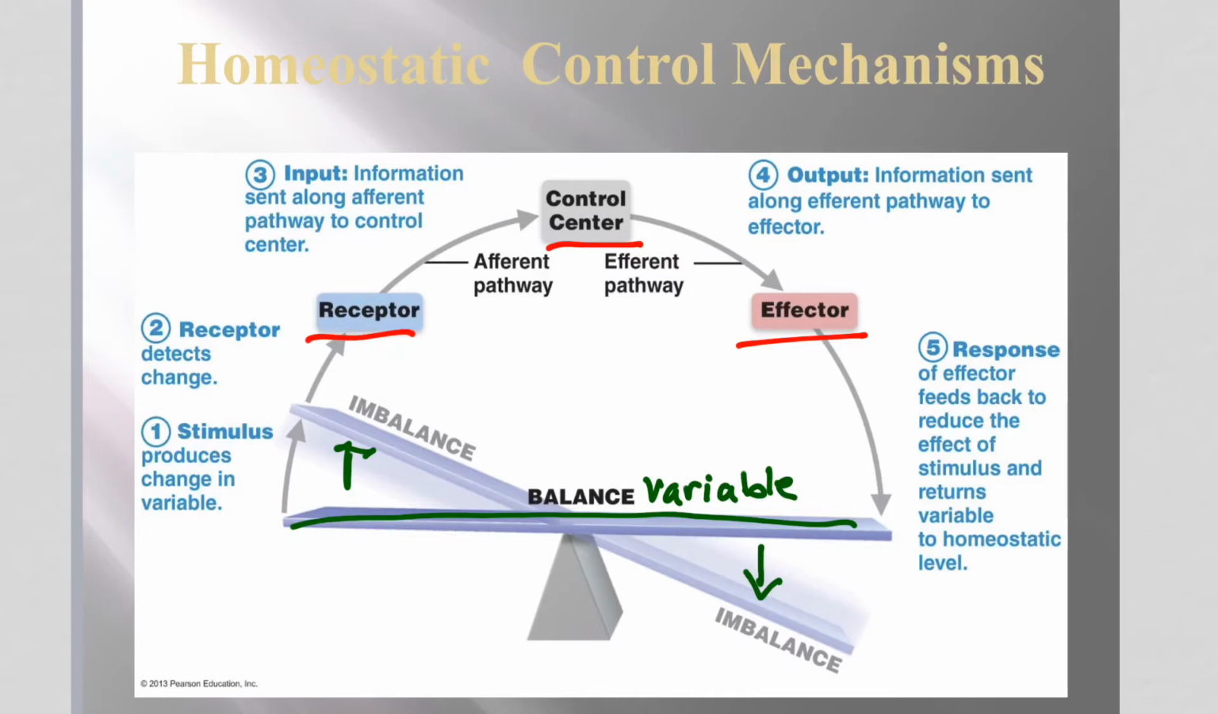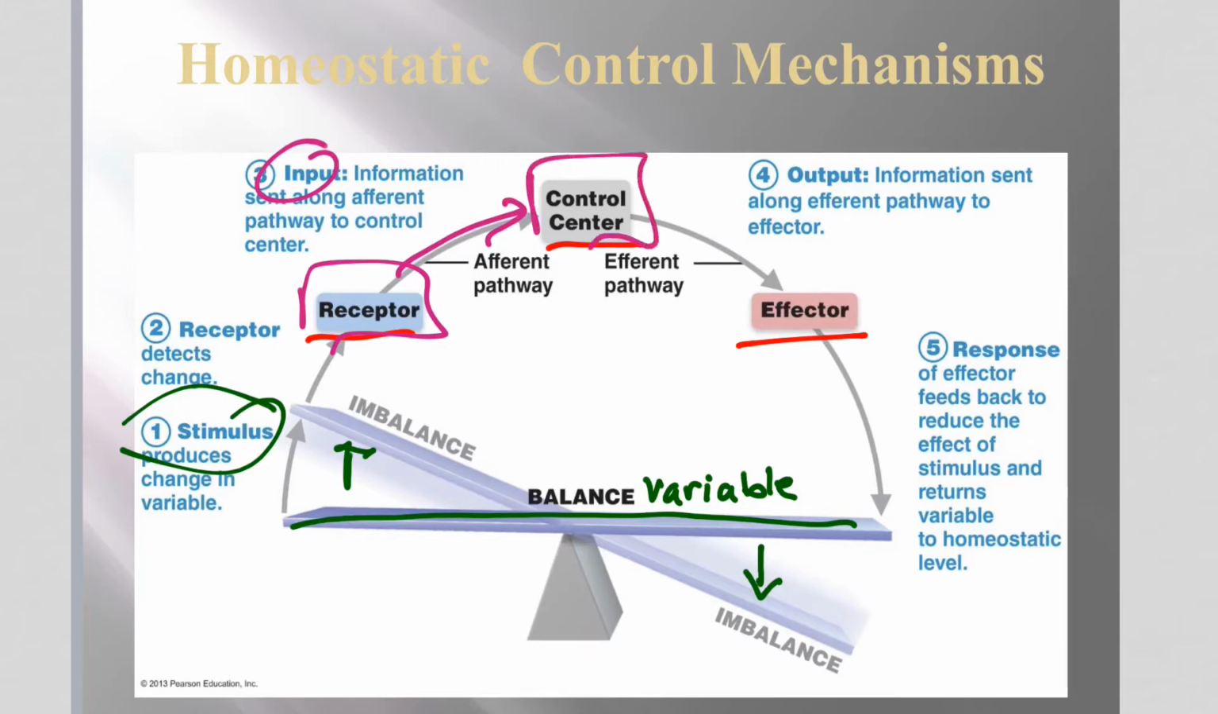That imbalance is referred to as the stimulus. So the job of the receptor is to detect that there is a change in the variable, so it detects the stimulus, and it's going to send input to the control center. And the control center's job is to then interpret this input and decide what action needs to be taken in order to bring the body back into homeostasis.